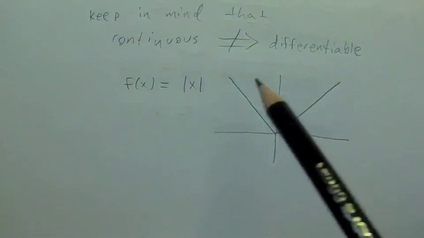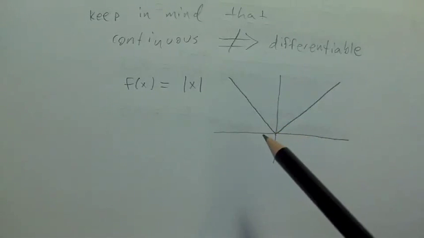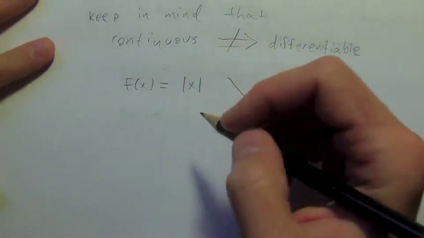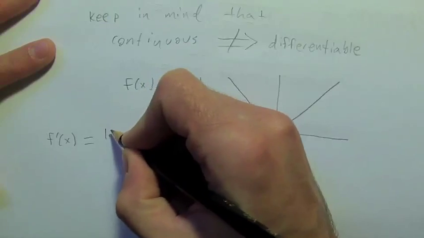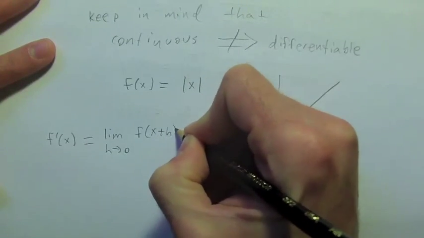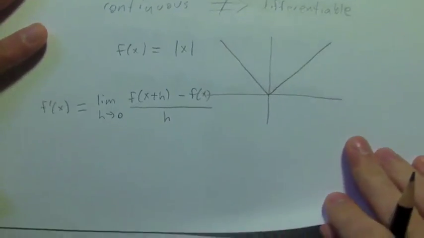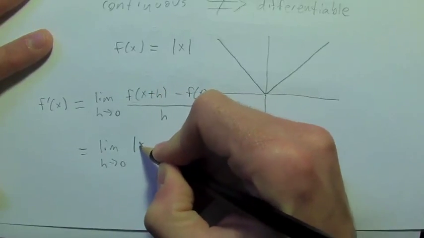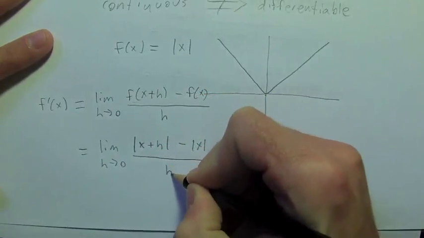So, say we have the absolute value, and it looks like a v, for those of you who don't remember its graph. Now, f prime of x will be the limit as h goes to 0 of f of x plus h minus f of x all over h. And that's going to be the limit as h goes to 0 of the absolute value of x plus h minus the absolute value of x all over h.